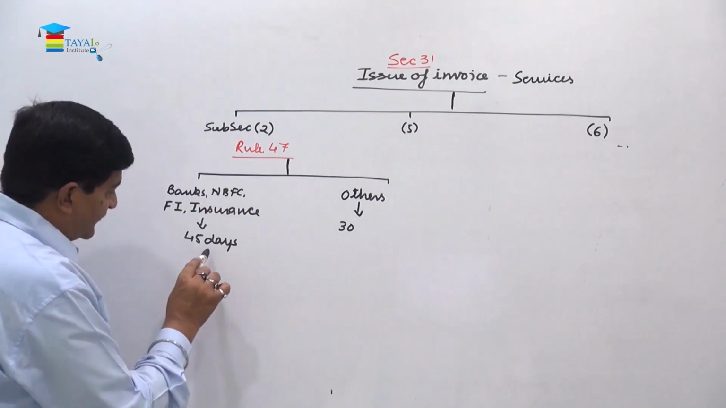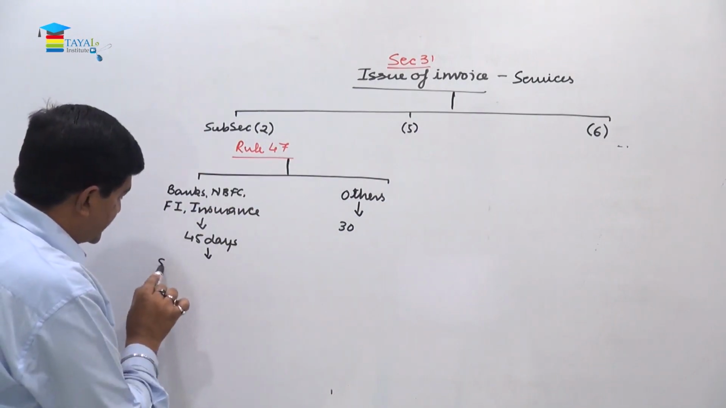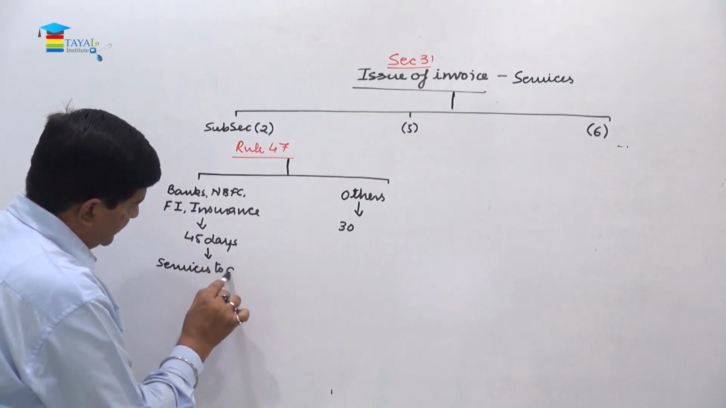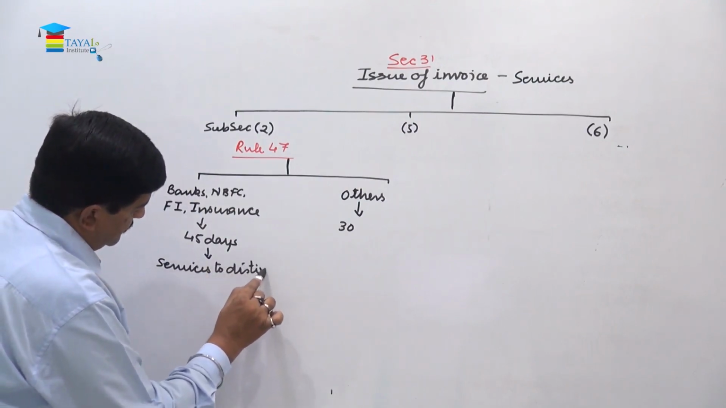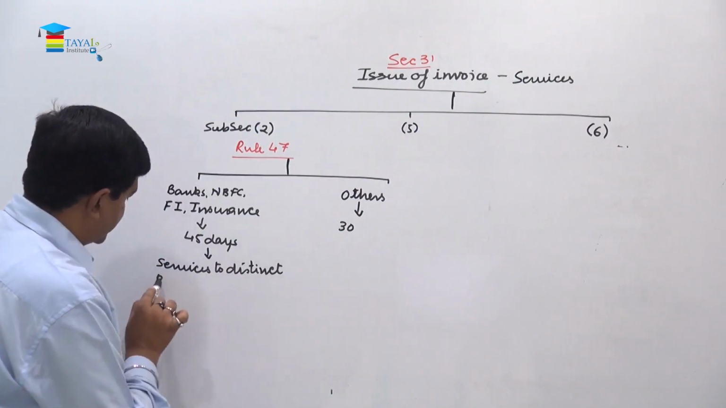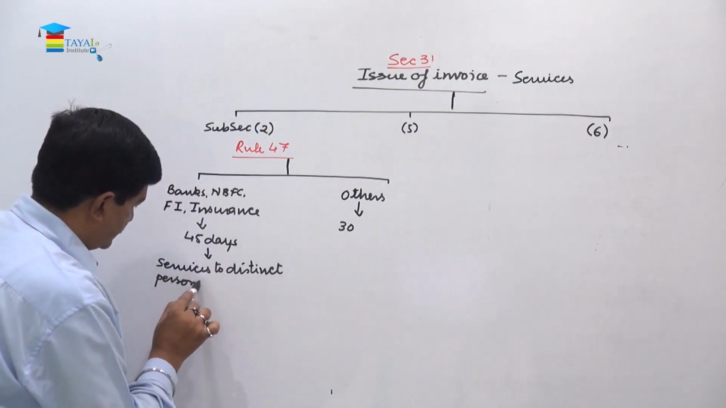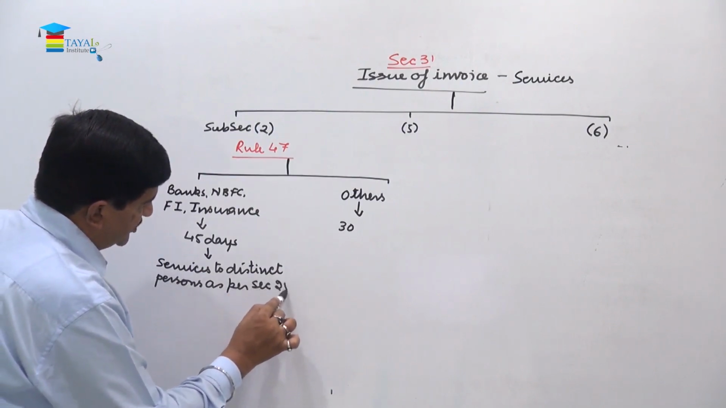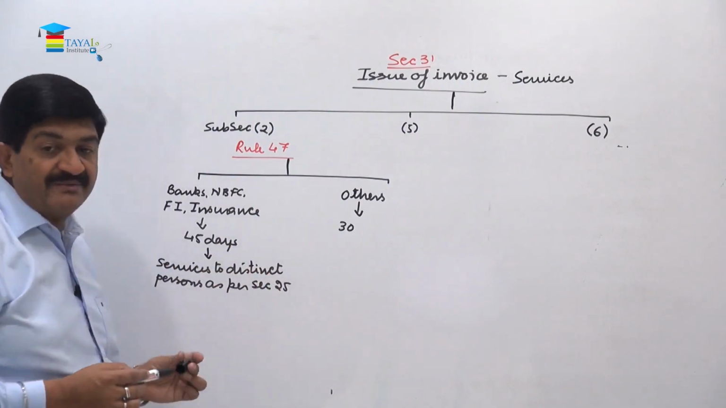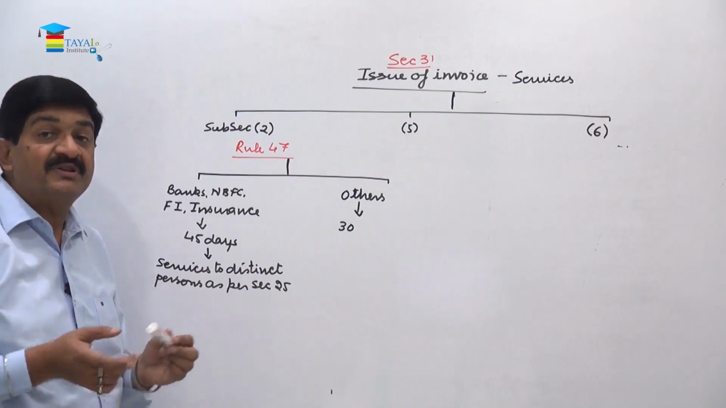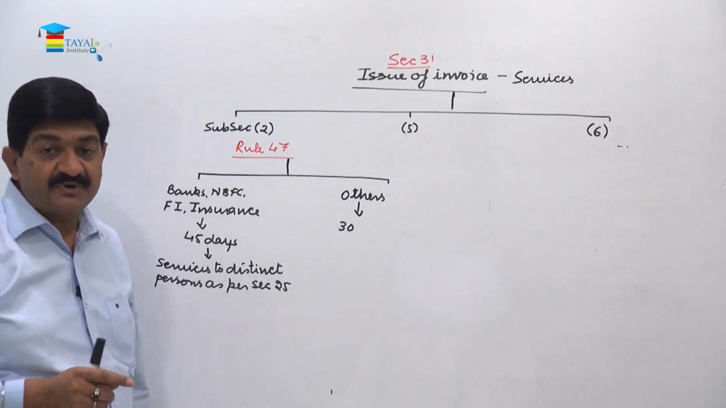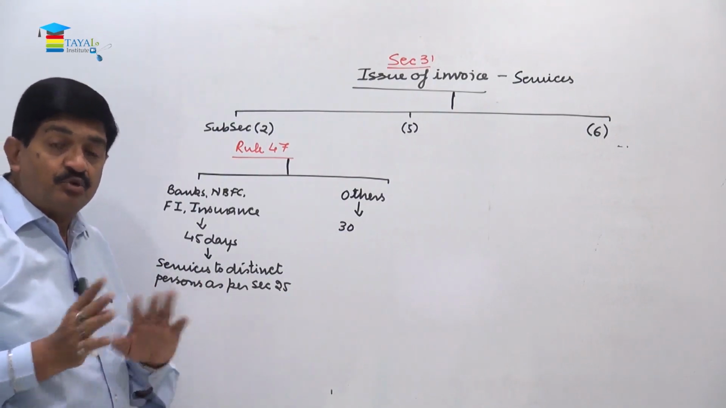But here it says, services to distinct persons as per section 25. So it means the same person is having establishment in different states or within the same state different verticals of business, then every person is considered as a distinct person. So same person is a supplier to all of them.